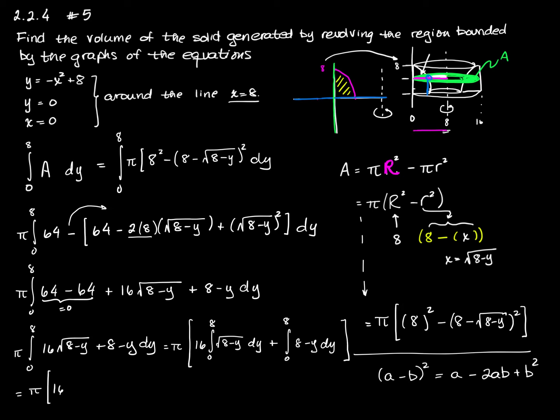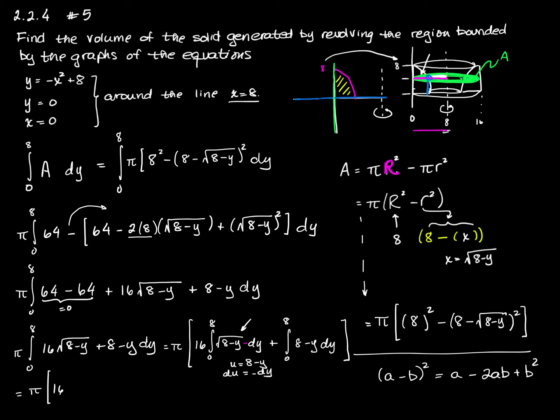Now the reason I split these up is because this one is going to require u substitution, but I don't need to apply u substitution to this piece here, right? So if I use u substitution here, I'm going to say let u equal 8 minus y and du equals negative dy. I want a negative dy, but I don't have one, so I'm going to introduce that negative.